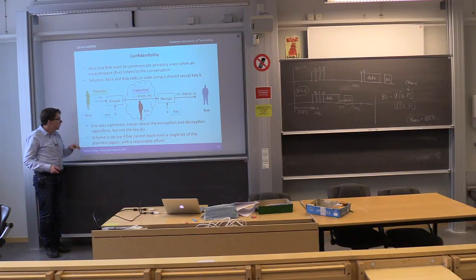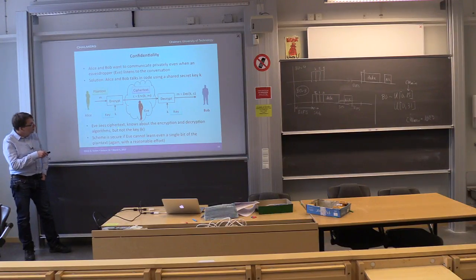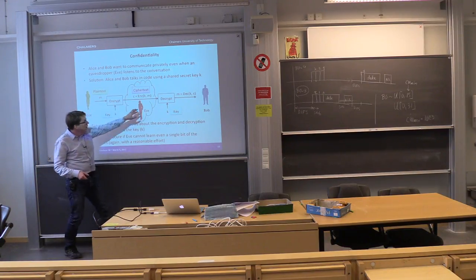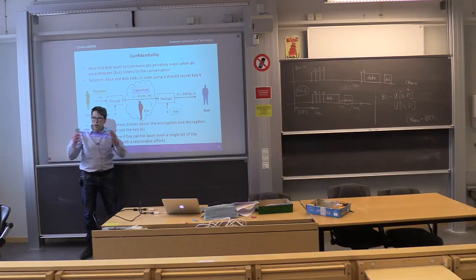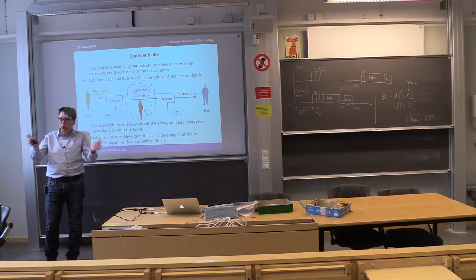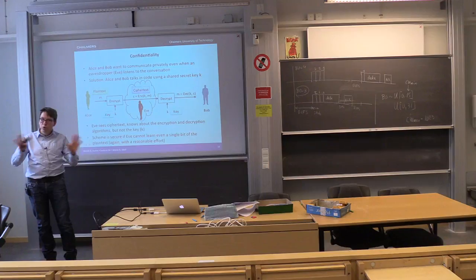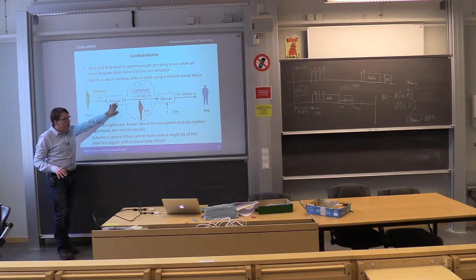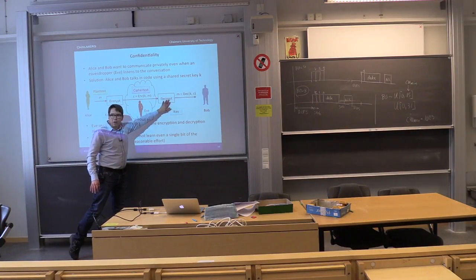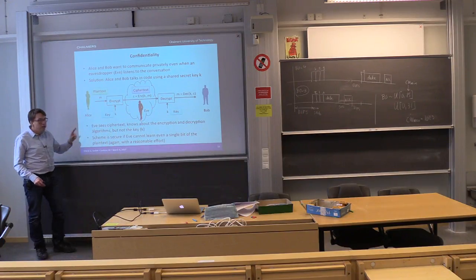So Eve here sees the ciphertexts, and knows about the encryption and decryption algorithms. These are publicly known algorithms. They're pseudocode on the internet and so forth. So there is no secret in the actual machinery, in the encryption and decryption algorithms. The only thing which is secret here is the key.